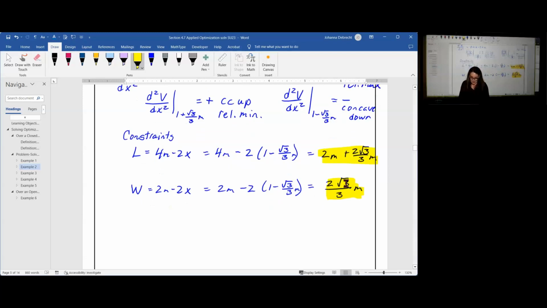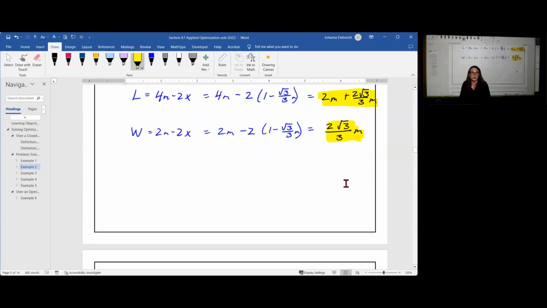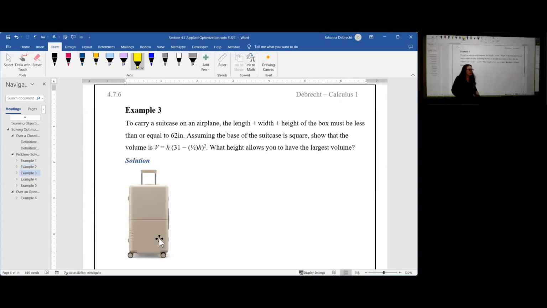Let's now turn our attention to the next problem in the set, which is problem number 3. Example 3 and example 4, which relate to the same situation, are probably the two most difficult examples in this video. Let's read through it together.